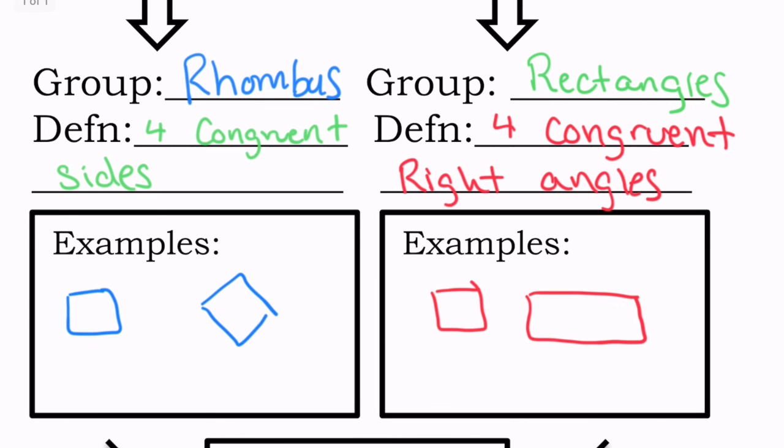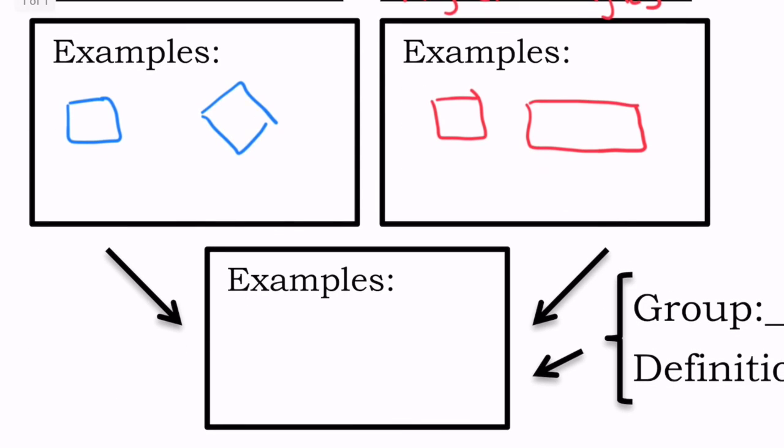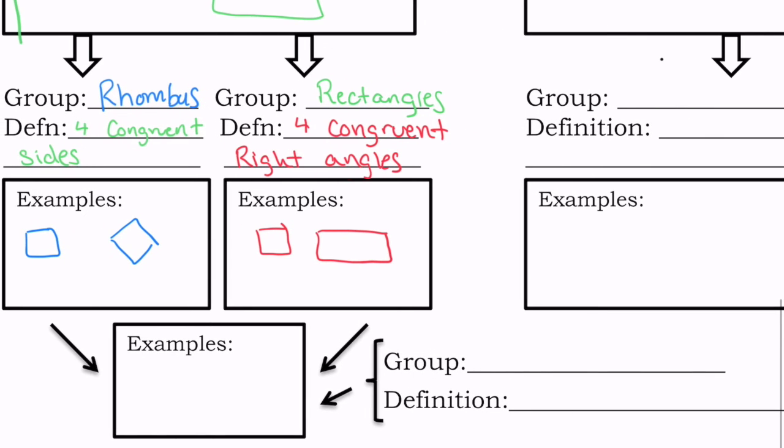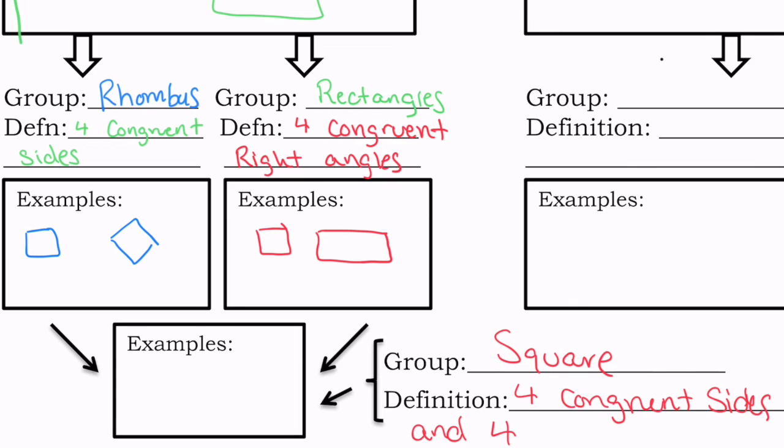Now let's see if we look underneath this. We have another type of shape that is both a rhombus and a rectangle. That would be our square. And that is defined by four congruent sides and four right angles. And our picture would just be this right here of a square.